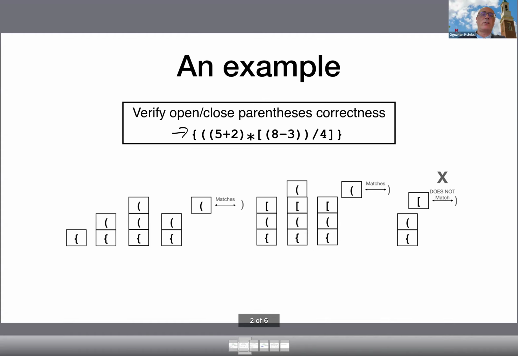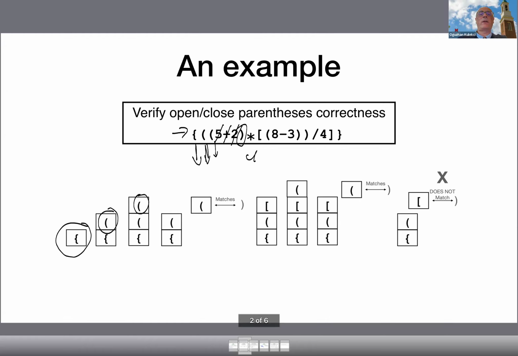So, let's make it quick. I start with this one, and I push it into the stack. That's a curly bracket. And then I have an open parenthesis. I have another open parenthesis. I have 5, skip it, plus sign, skip it, 2, skip it. And then I have a close parenthesis here.